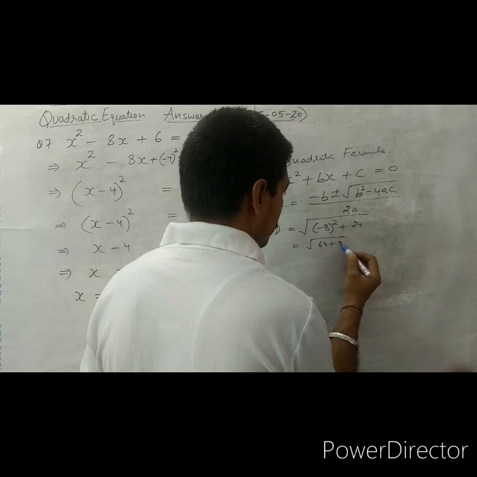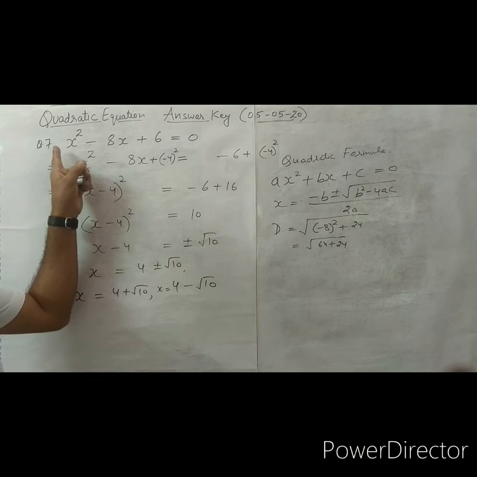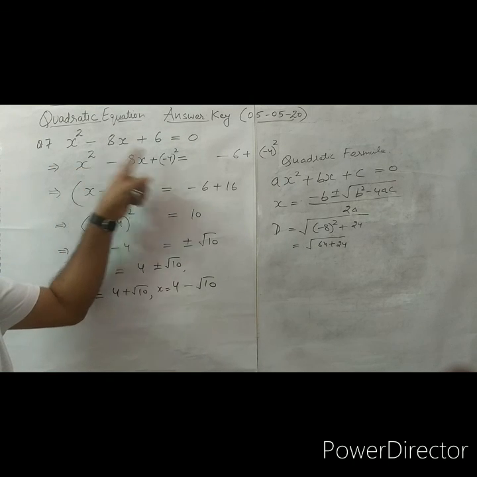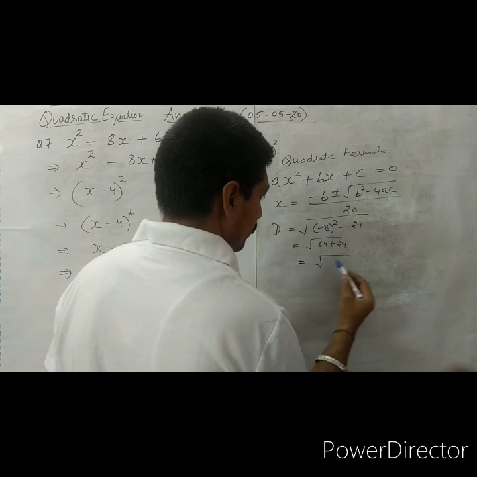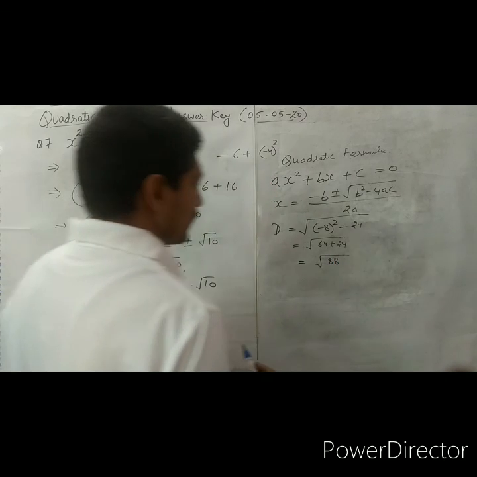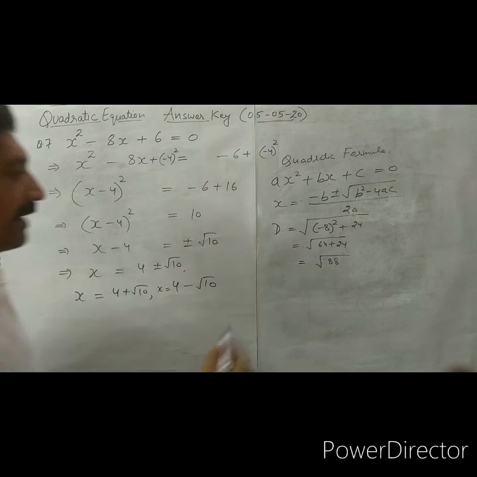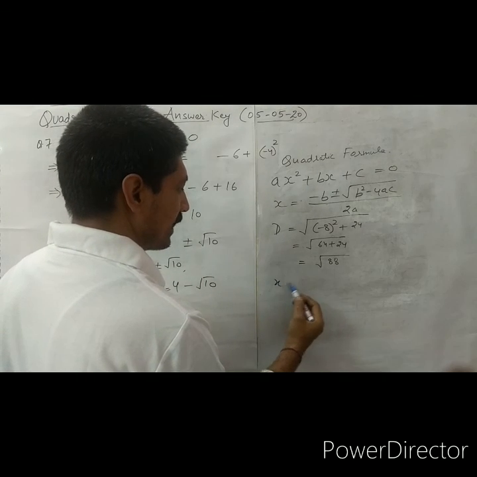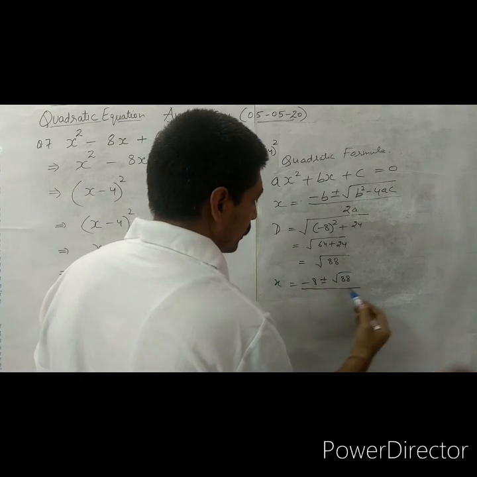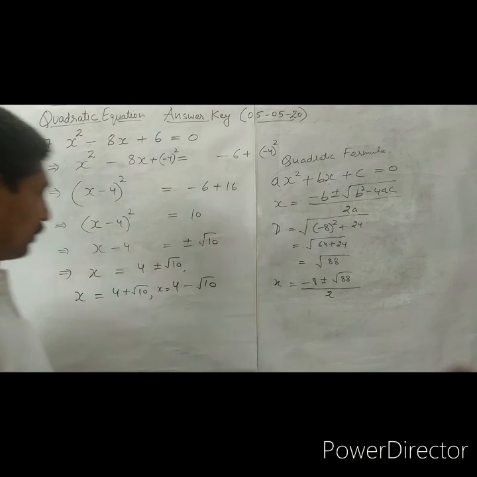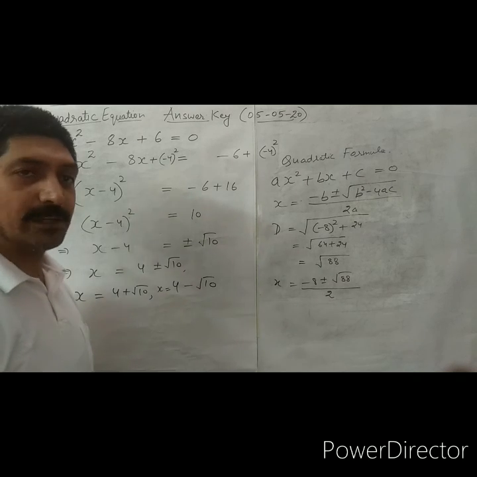Here 64 plus 24, which is equal to root 88, and putting the value, minus b is minus 8 plus minus. So here the value of x can be minus of 8 plus minus under root 88 upon 2a. When we go for solving, we will find the same values.